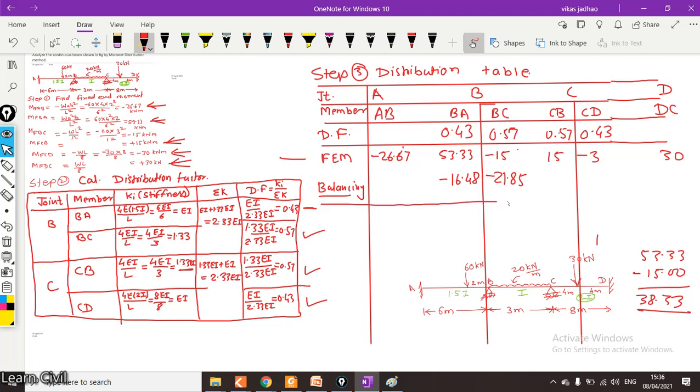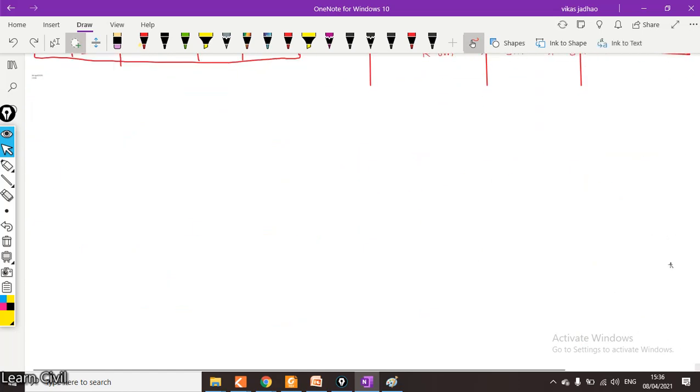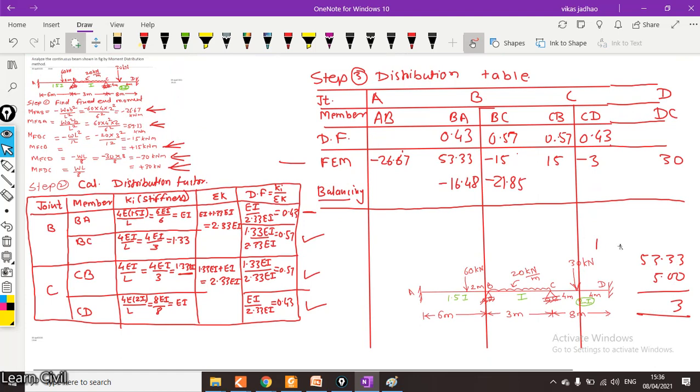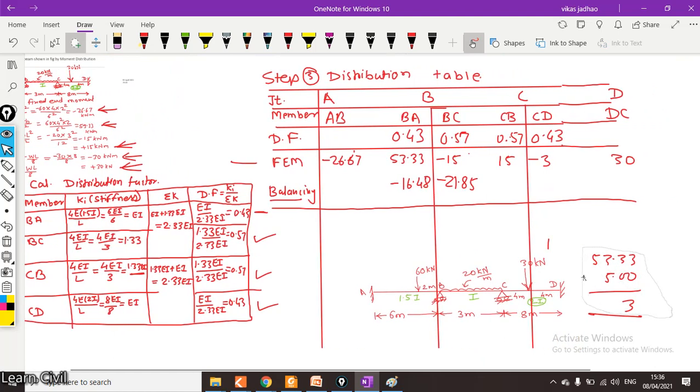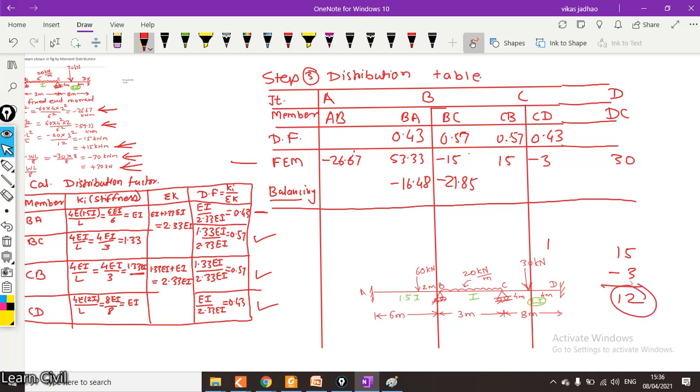Okay, draw one horizontal line here. Then at this joint C we will be having some unbalanced moment. The magnitude of this particular unbalanced moment will be 15 minus 3. Here at joint C, the unbalanced moment will be 15 minus 3, that is equal to 12.